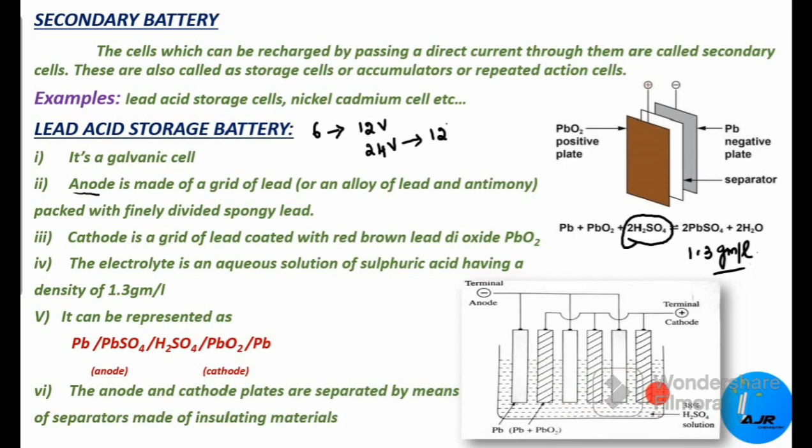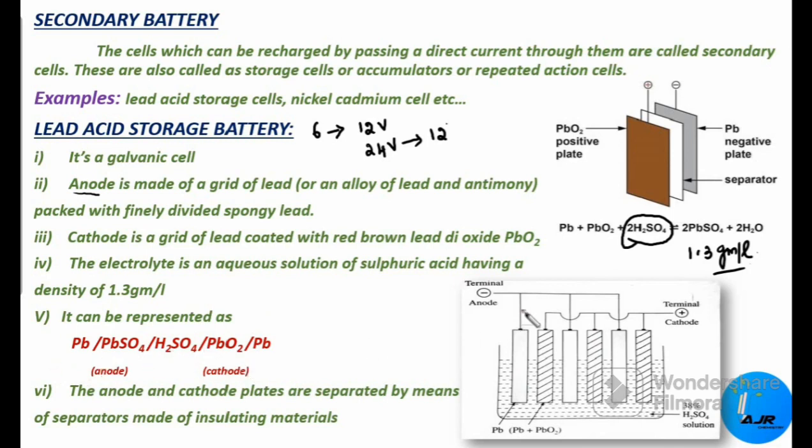The container is made up of a tough insulating material, and the electrodes are separated by insulators or separators. The anode and cathode plates are separately connected: all the anodes are connected together and all the cathodes are connected together. This increases the surface area of the electrodes and hence the current producing capacity of the battery also increases. Can you understand why? And now we shall see the cell representation.